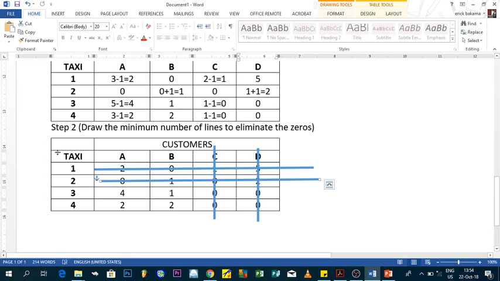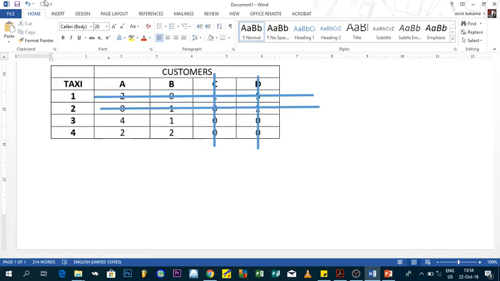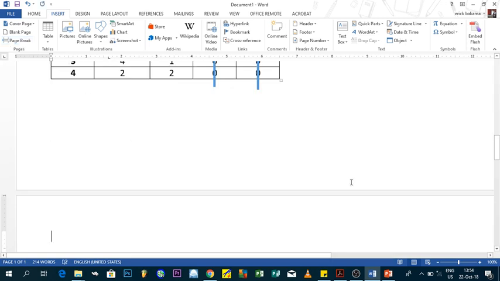Is there another way we could have used to allocate these numbers? I don't know. Let's check. So we insert a page break down here.